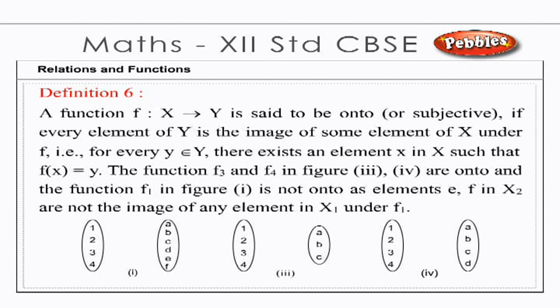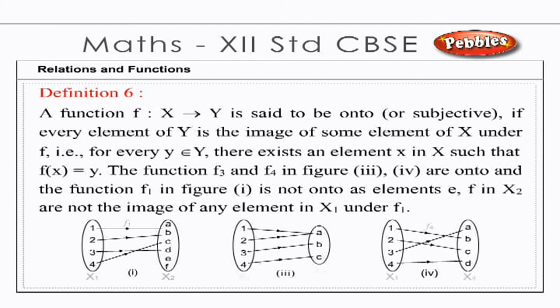Definition 6. A function f: X → Y is said to be onto or surjective if every element of Y is the image of some element of X under f. That is, for every y belongs to Y, there exists an element x in X such that f(x) = y. The functions f3 and f4 in figures 3 and 4 are onto, and the function f1 in figure 1 is not onto as elements e and f in X2 are not images of any element in X1 under f1.